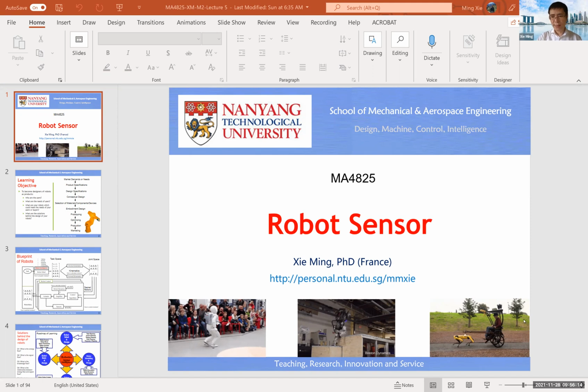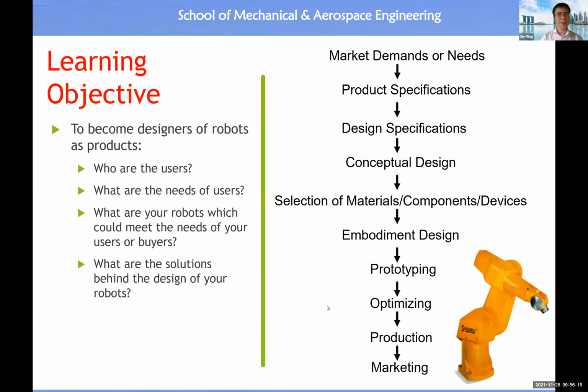Before we enter the study of lecture 5, let's have a quick review about the learning objective of this course. The learning objective of this course is for you to become a designer of a robot as a product. And as a designer of a robot as a product, you must know the answer to these 4 questions. Question number 1, who are the users?